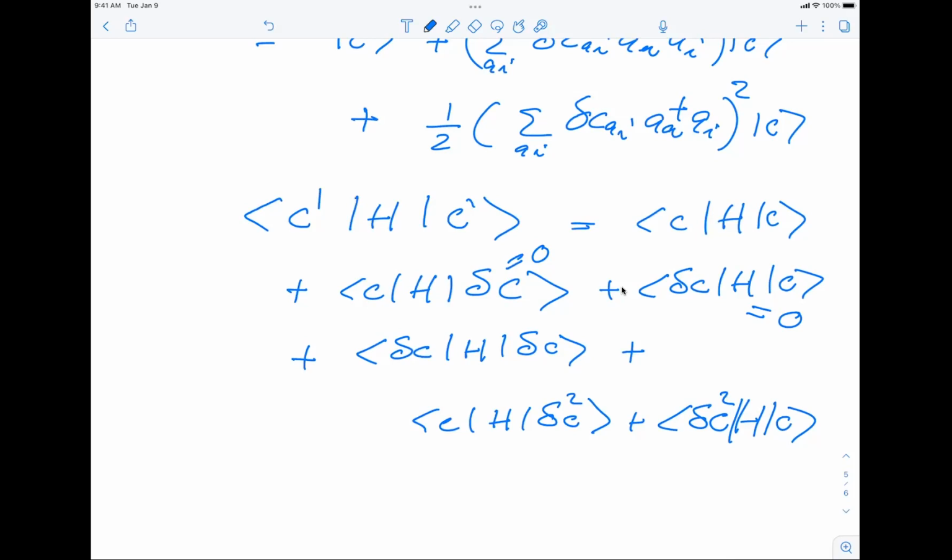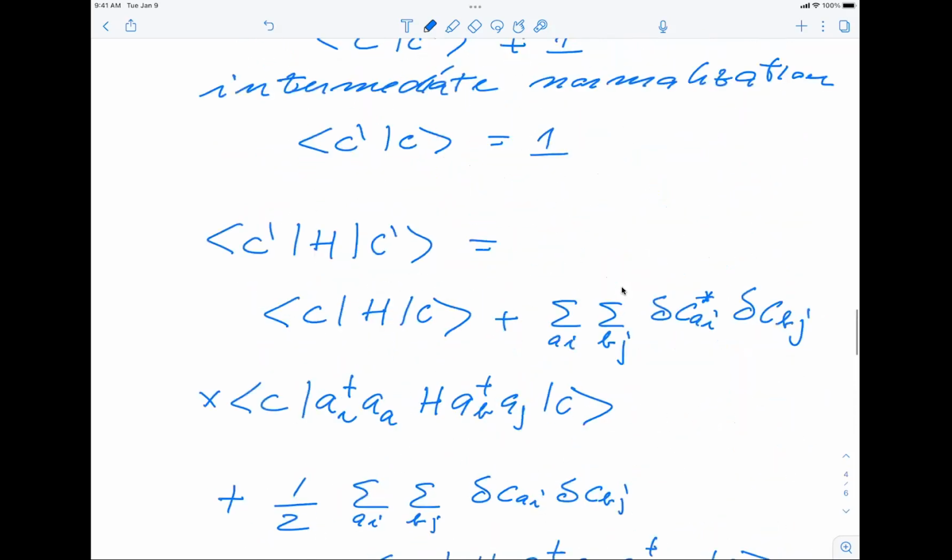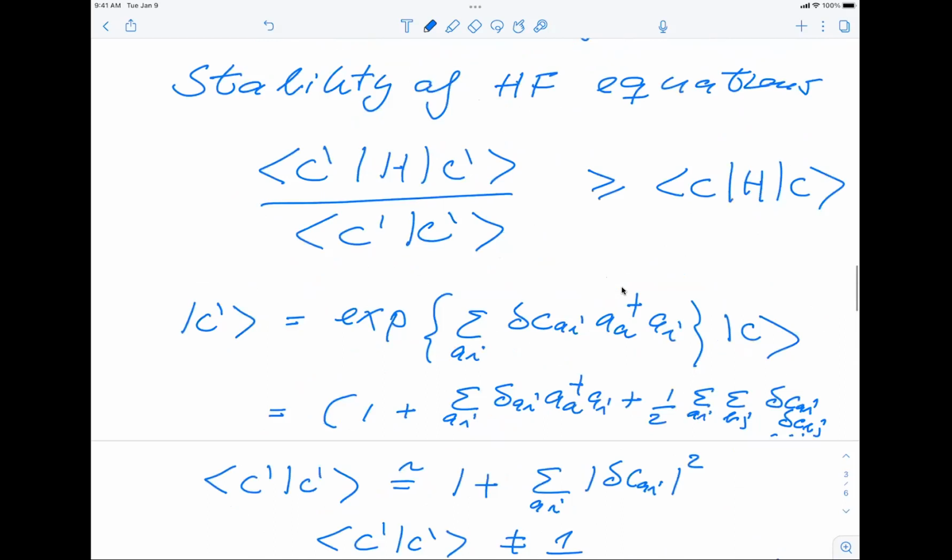Yeah. Isn't there another term as well? The delta C squared H delta C squared? No, because we stopped at delta C to the power of 2. So you would have a term which goes like delta C squared, but we stop everything at the level of delta C squared. So we make a truncation now where we also truncate the denominator in this expression. We truncate that one also at the level of delta C squared, so that we are consistent with the truncations in the numerator and the denominator.